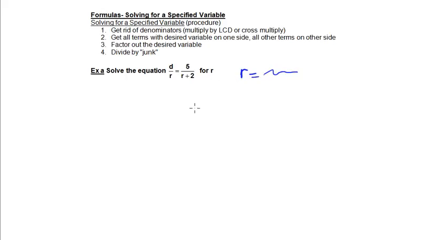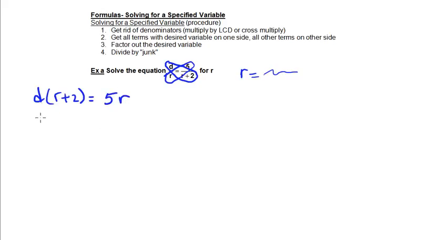So our procedure says to get rid of the denominators, and basically whenever we're working with an equation, if we get rid of the fractions, it makes our lives easier. In this case, because it is two fractions, two ratios, we are able to cross multiply. So we've got our d times r plus 2, which we'll write out here, is equal to the product going in the other direction, which is r times 5, and we'll just call that 5r.